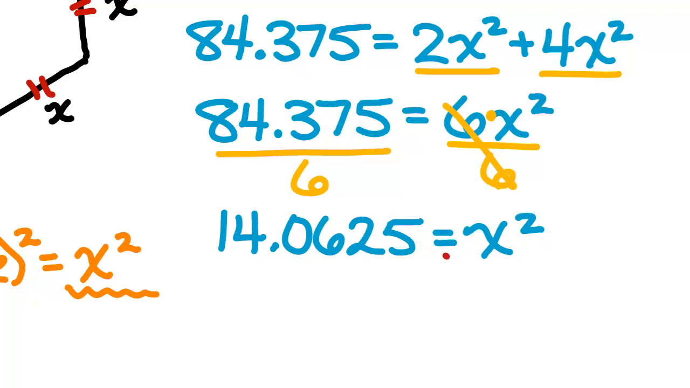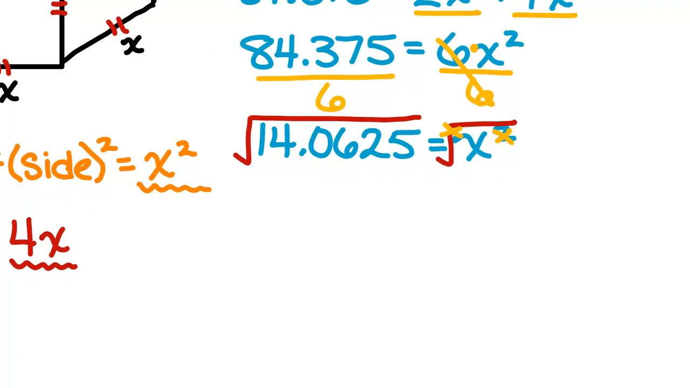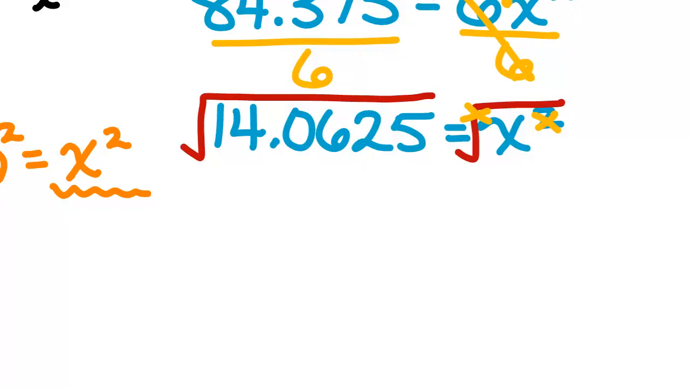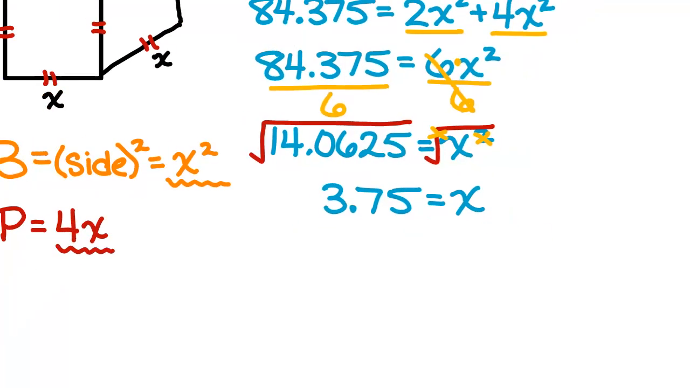And then we square root it, yes. If you do it to one side, you've got to do it to the other side. Over on the right, the squared and the square root cancel. What is the square root of 14.0625? Oh, yeah, you did a different root. 3 point what? 3.75. 3.75 is equal to x.